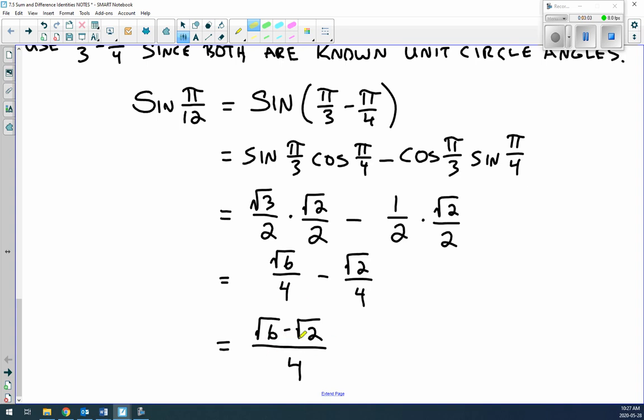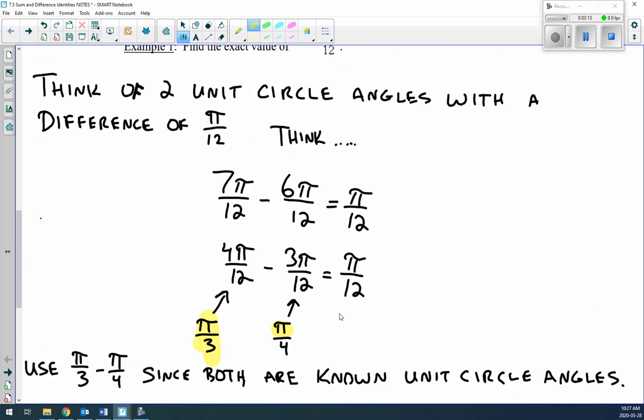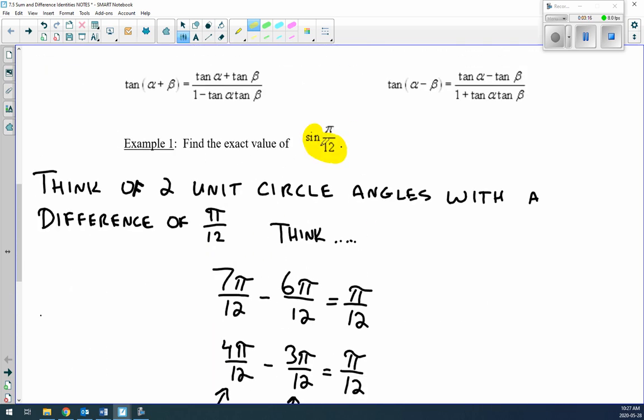That's an exact value, right? No decimals, no fractions. It doesn't go on forever. We can reproduce this over and over again. So sum and difference identities allow you to find exact values for things like, we said here, sine of pi over 12. Okay? Flip to example number 2, next page.